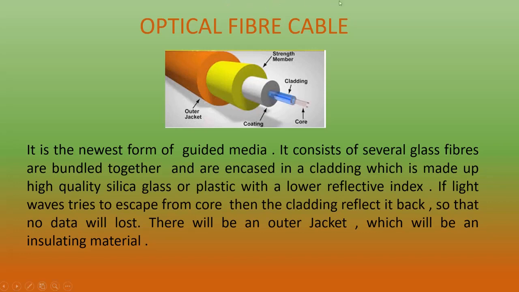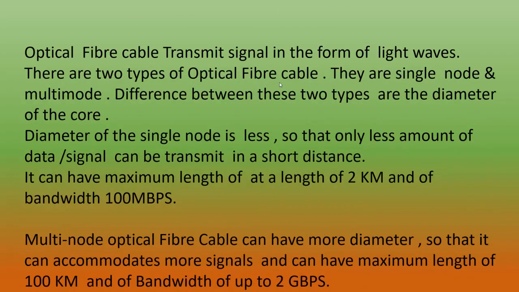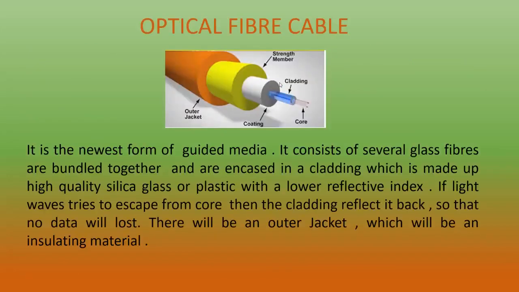In this picture you can see the inner core. That inner core consists of a glass type material. Data is transmitted through that glass type material. Above that, there is another covering developed using silica material, which has a lower reflective index. If any signal tries to escape from the core, this reflective index reflects it back to the core itself, so that there is no data loss.